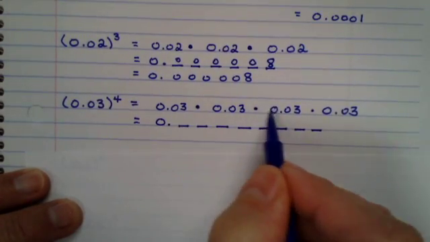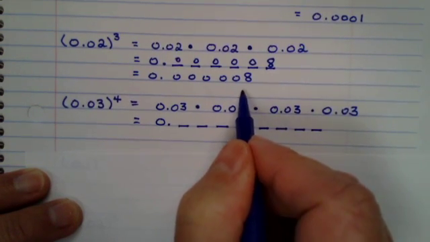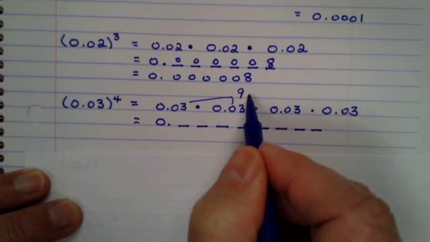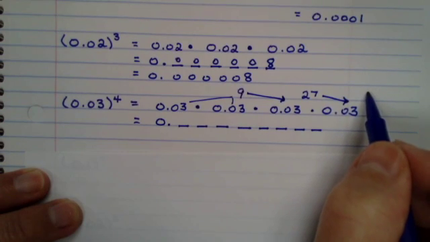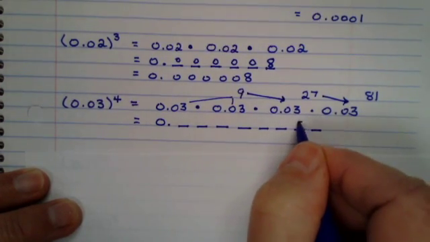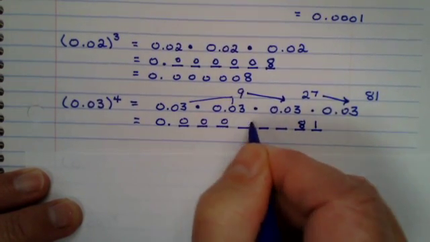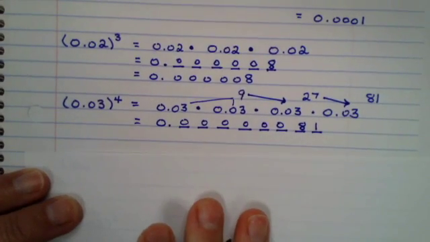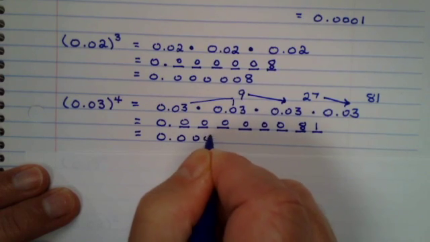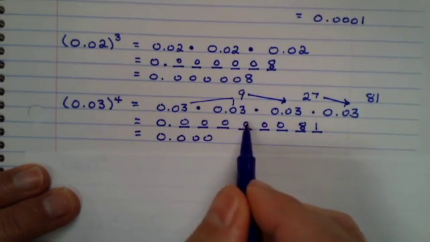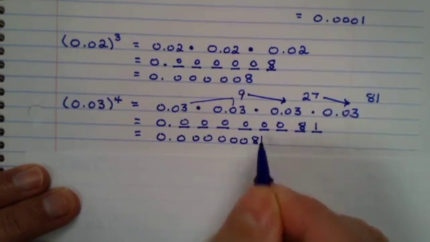I start multiplying these numbers that are not 0 together. 3 times 3 is 9. 9 times 3 is 27, and 27 times 3 is 81. This is the number I put on the end here. In these blank spots, I put zeros. So my answer after multiplying these together is 0.0000, see how many zeros I have: 1, 2, 3, 4, 5, 6, then 81.